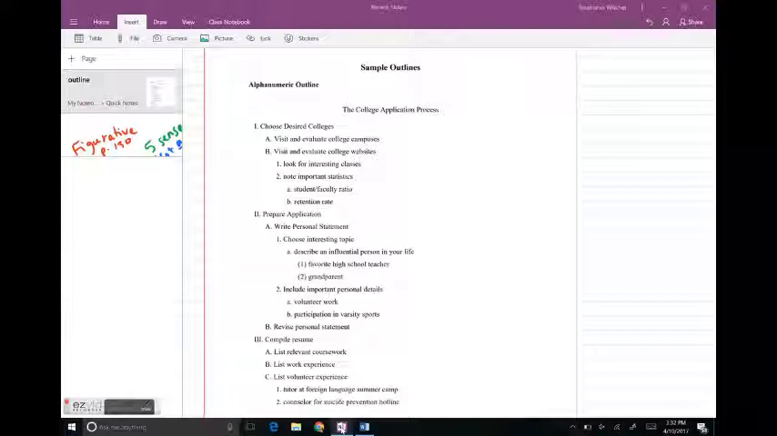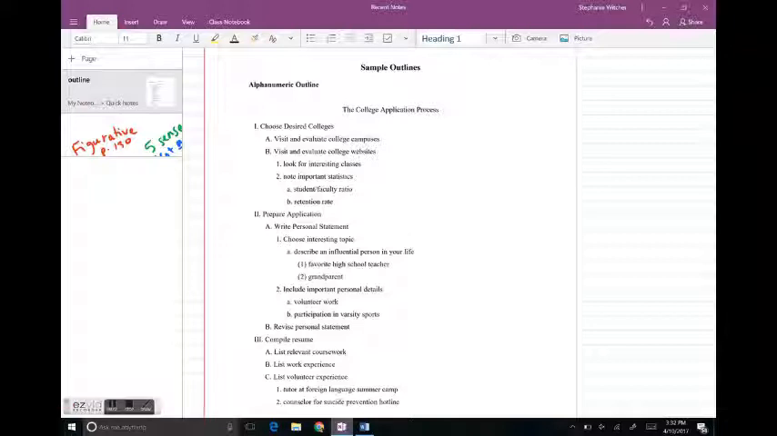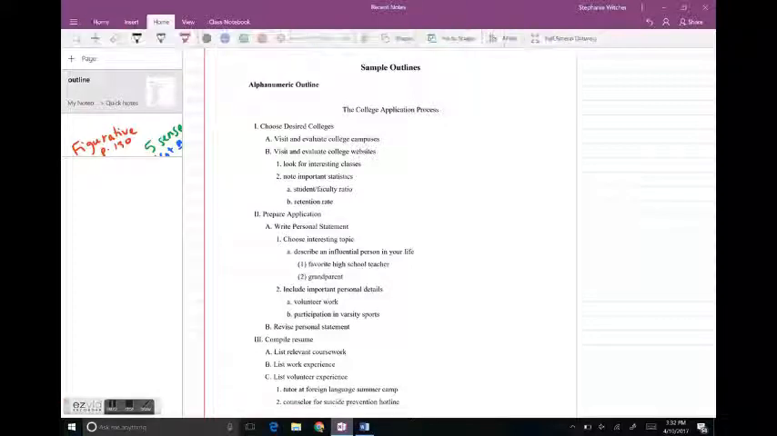Hi guys. I want to talk to you today about how to make an outline. So I have posted this file on Blackboard in your assignment folder, but I wanted to go through a few things and talk about them. So here is what you need to know.